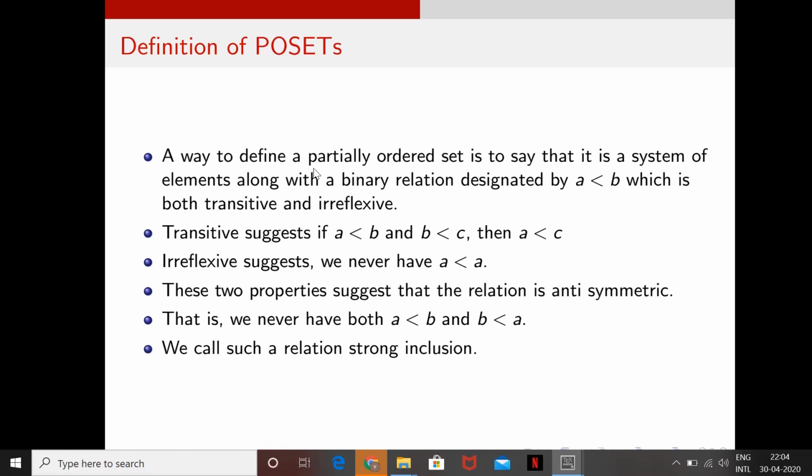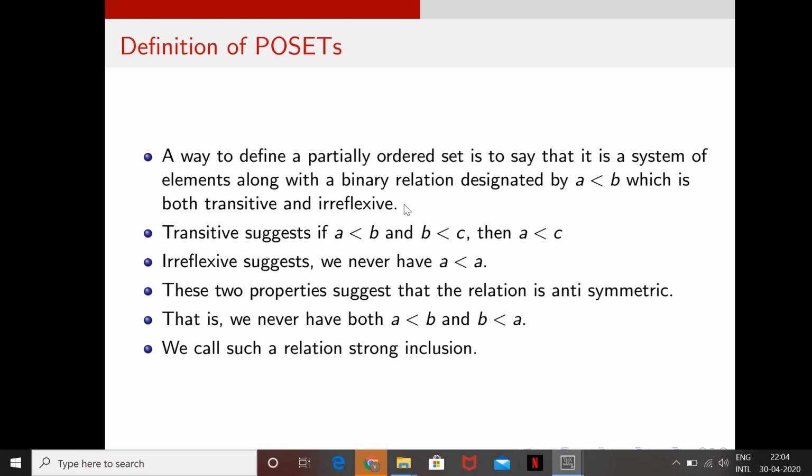A way to define a partially ordered set is to say that it is a system of elements along with a binary relation designated by A less than B, which is both transitive and irreflexive. In this definition, I have used three terms: binary relation, transitive, and irreflexive. To understand this definition, let's go through these terms first.